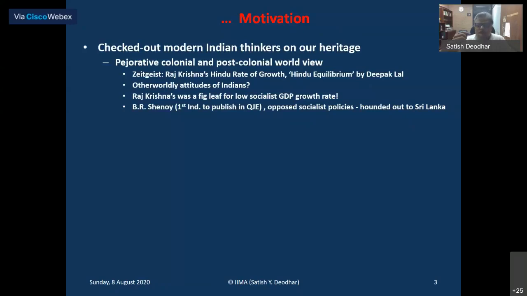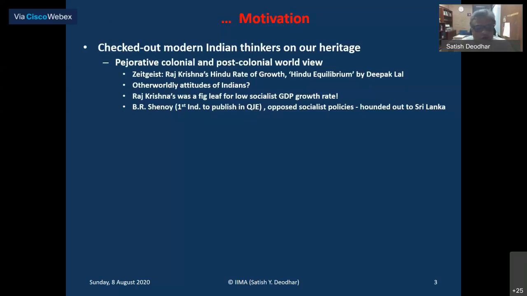Right? Therefore, when Raj Krishna said slow growth rate, actually it was a fig leaf for the socialist GDP growth, not the Hindu rate of growth. So probably that term was not doing any charity. It was not a charitable term that was being used.